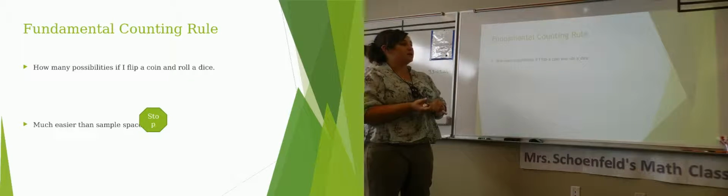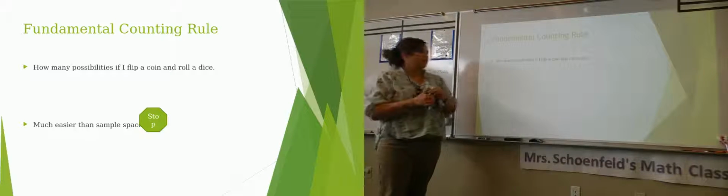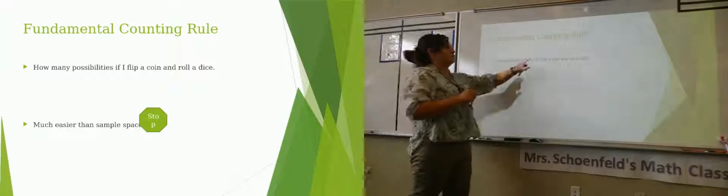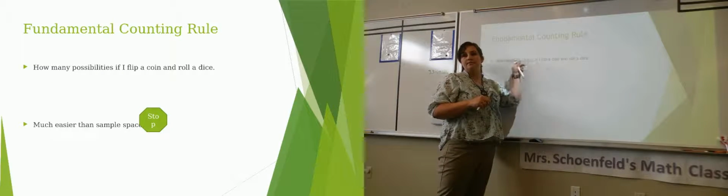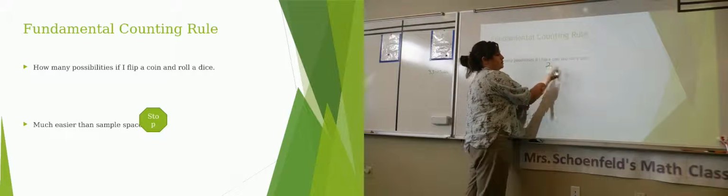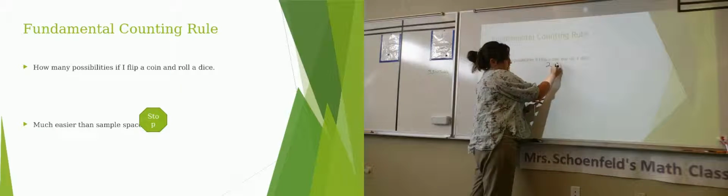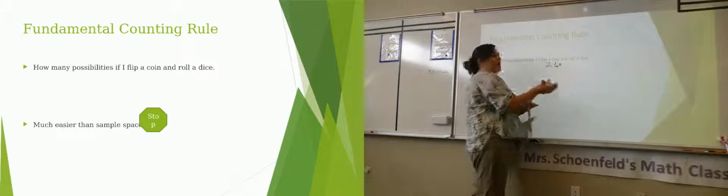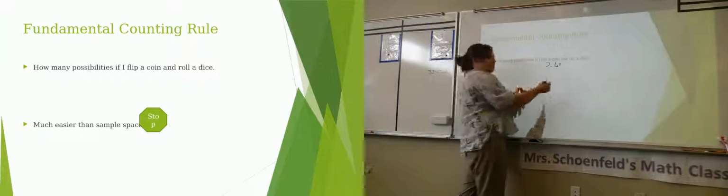If I flip a coin and roll a dice, how many choices are there for flipping a coin? 2. How many choices are there for rolling a dice? 6. Multiplying those, how many total choices would I have altogether? 12.